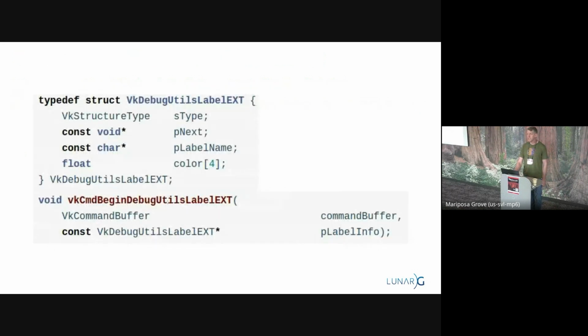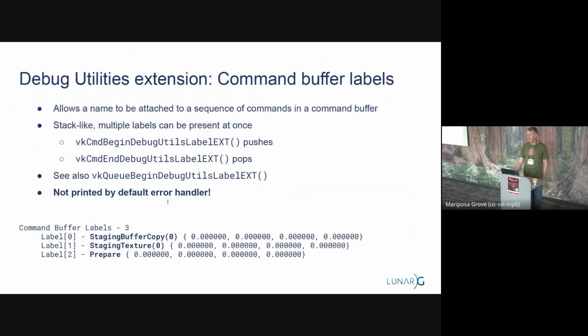And then command buffers work the same way. There's an API call. The interesting thing about these is they work like a stack, so you can have multiple labels present on a command buffer at any time. And then the first one printed out is the top of the stack, so that's the nearest to the error. But you could imagine you have a library of code for generating command buffers, and you might not know exactly where you are. So the stack lets you have kind of a nested way to find where the error is in the command buffer. These aren't printed by the default error handler, so this is a good reason to make your own error handler.